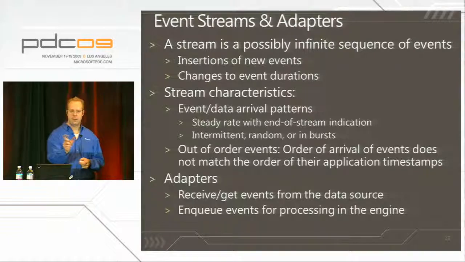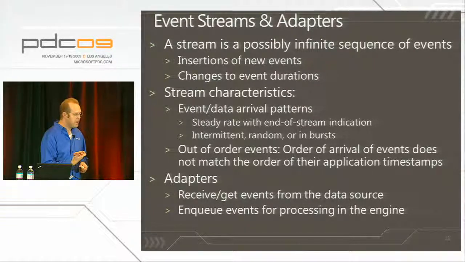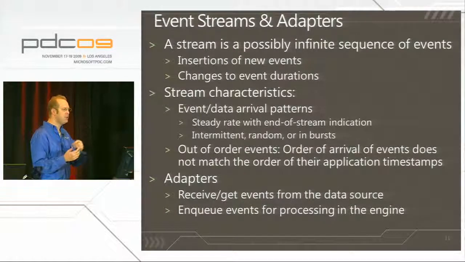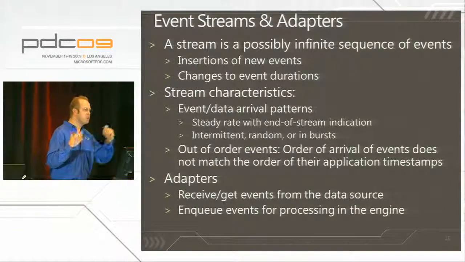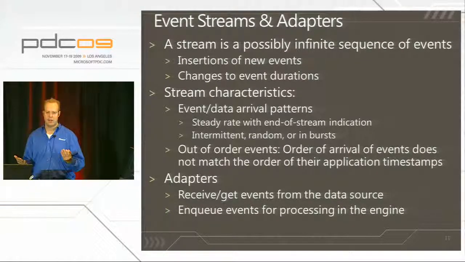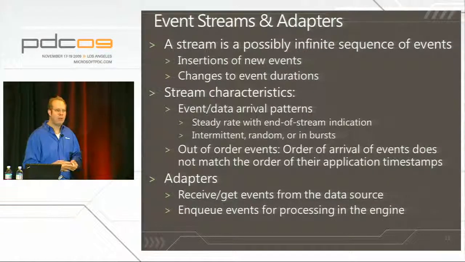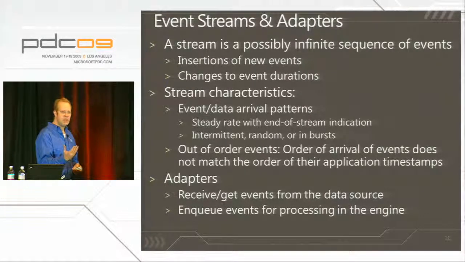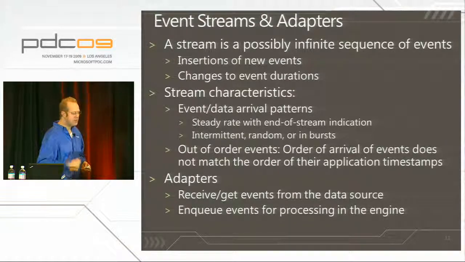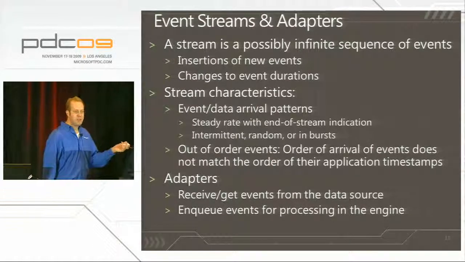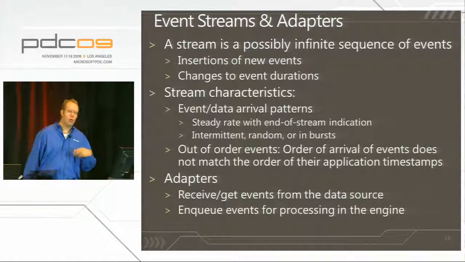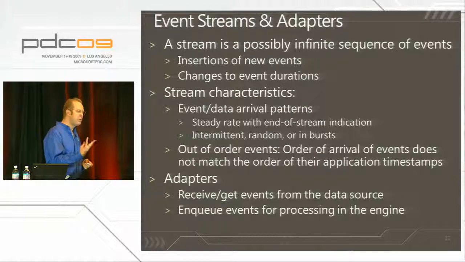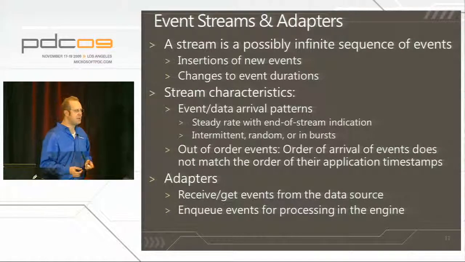Once you've defined your event type, what's the next step? The event type describes the structure of an individual event, but what you are interested in is streams of events, sequences of events. So the next step that you take is that you define a stream of events of the type that you have put in place. And that stream basically has the capability to give you a potentially infinite sequence of events. And that sequence can be insertion of a new event that just arrived or changes to the durations of existing events.